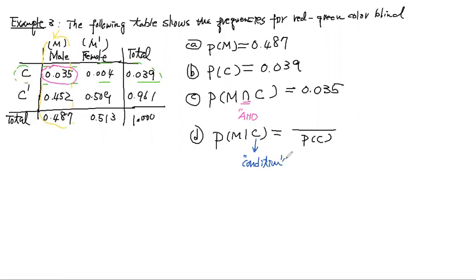That means the person is colorblind. Given that the person is colorblind, I want to find the probability that this person is male. So you use the probability of M intersect C. That's our conditional probability definition, right?